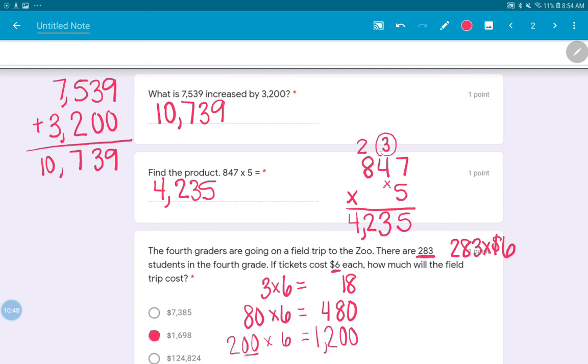Okay, well, what tells us in this problem that we need to multiply? What tells us that, Jacob? Each. Yeah, it's telling you each kid has to have a ticket to get in the zoo, right? And it's going to cost $6 for each one of those kids. So that tells us we're going to have $6 for 283 kids. So we're going to multiply.